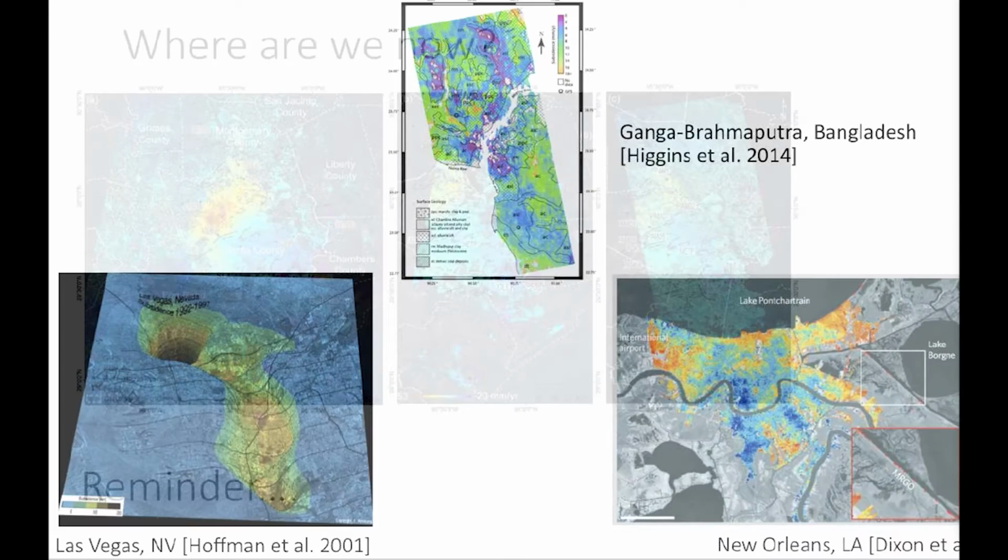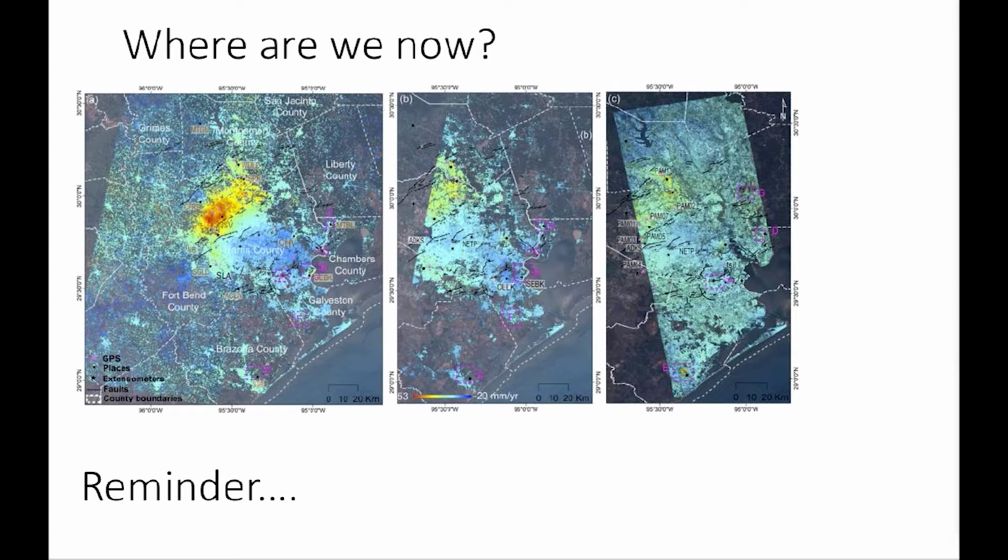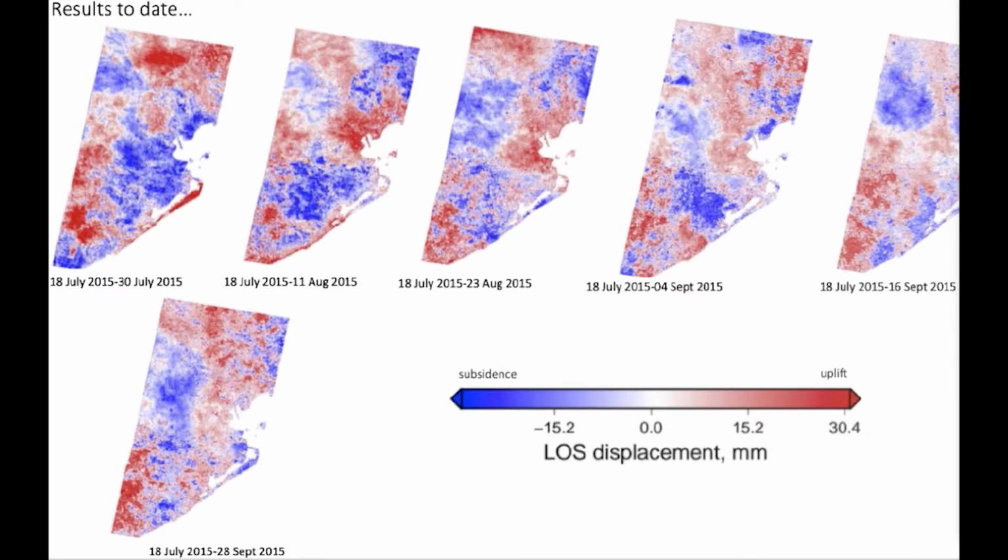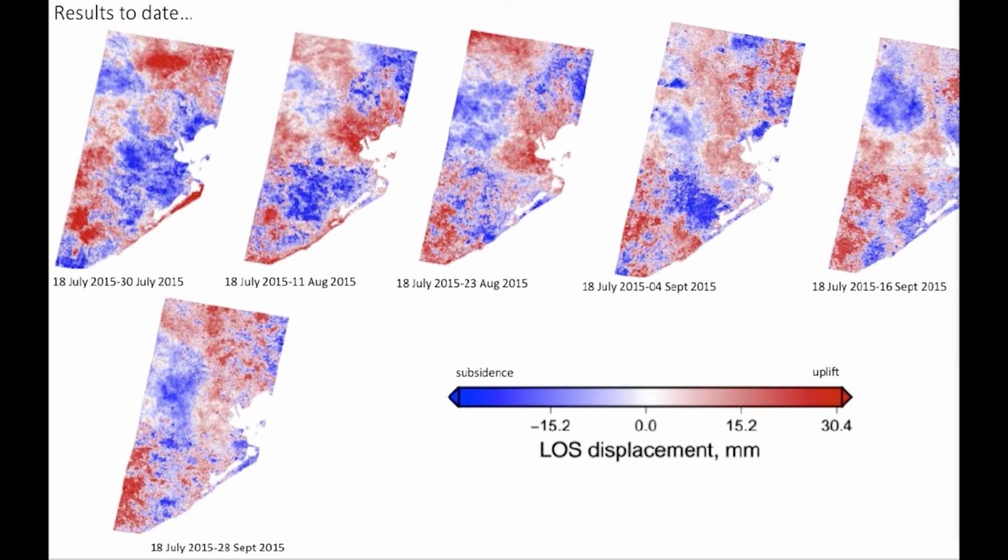But where are we now? This is just a reminder of the subsidence that's occurring in this region. But we have preliminary data. So, my results to date. As you can see right here, it's not a whole lot, but these are 6 images of that 138 stack of interferograms that I produced over the summer. And these are line-of-sight deformation maps showing displacement in millimeters.